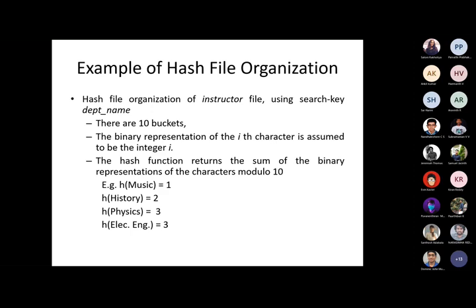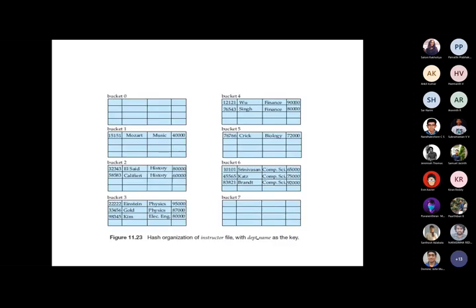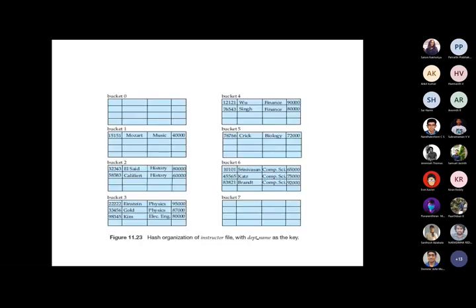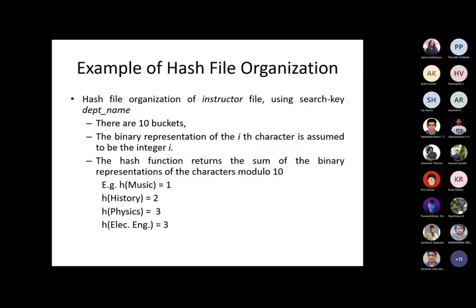So you have some information like whenever a person belongs to the music department, he belongs to bucket 1. Similarly, all the records related to the history department will be stored in bucket address 2, and all the records related to physics and electrical engineering departments will be stored in bucket 3, right? So as we have initialized, history belongs to bucket 2, and music belongs to bucket 1.